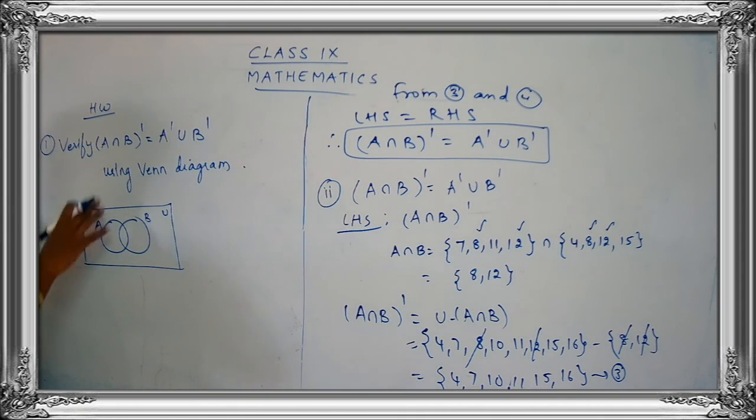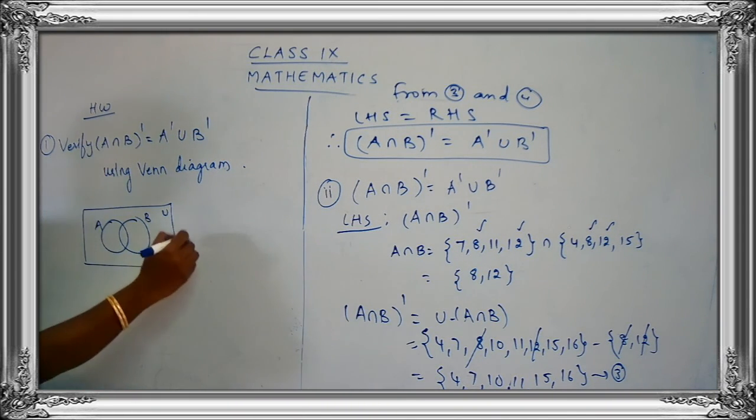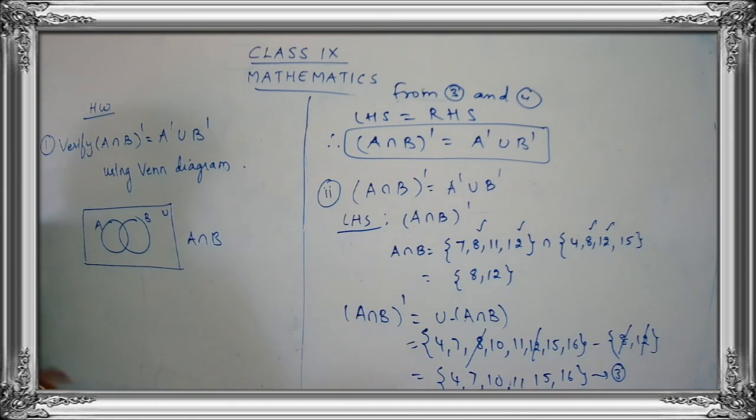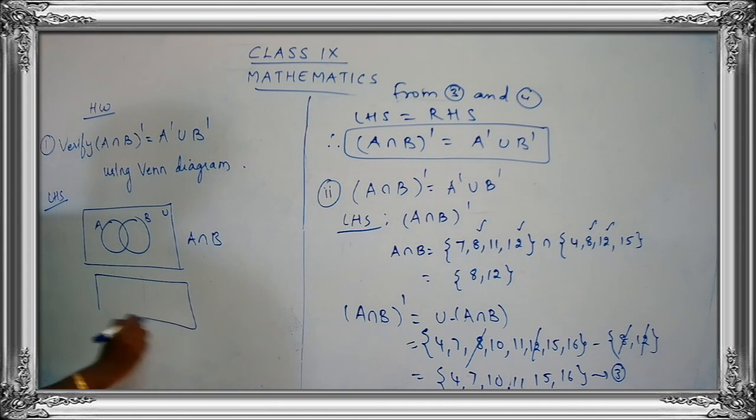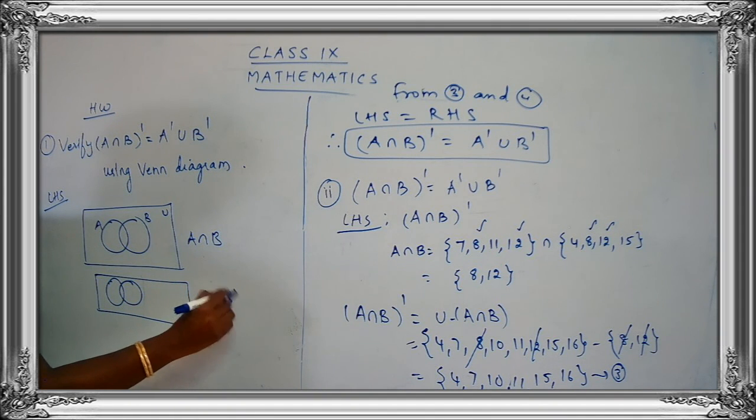So I'll just give you an idea how to proceed for your A intersection B the whole dash is equal to A dash union B dash. The first thing is you are going to shade A intersection B. You know how to shade A intersection B? Already we have done this in a previous exercise. You can refer to your previous exercise and you can complete the work. The first one is to take the LHS part, A intersection B. Next thing, A intersection B the whole dash.